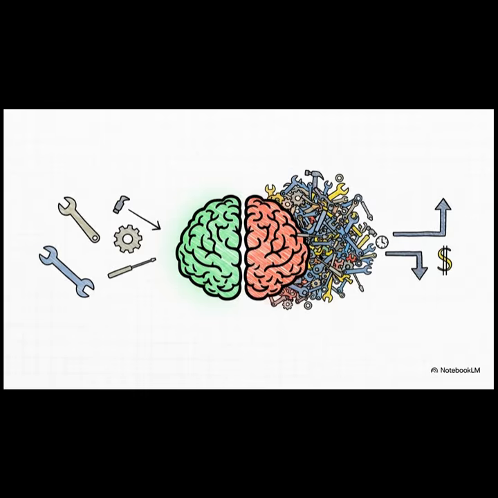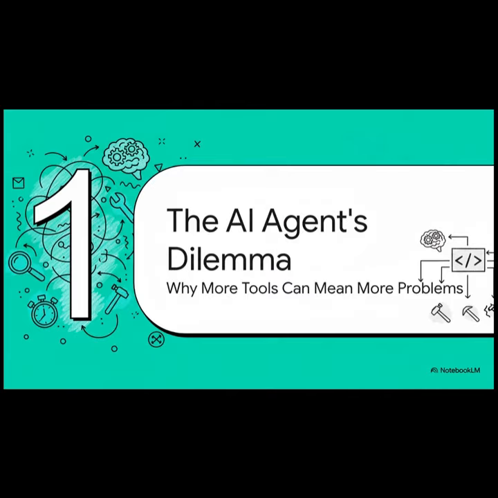All right, so let's just dive right into this paradox, because it's a weird one. You'd think that giving an AI agent thousands of tools would make it more powerful, right? Well, it does, but it's also creating this massive bottleneck that just slows everything to a crawl. How on earth is that possible? So yeah, this is what we're calling the AI agent's dilemma.